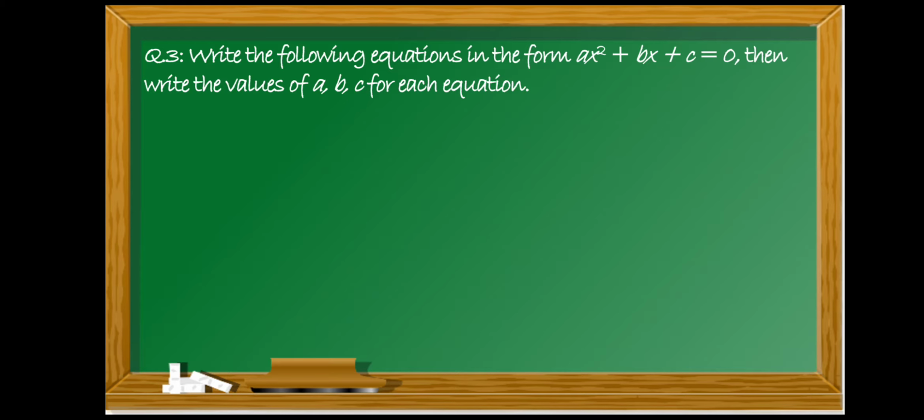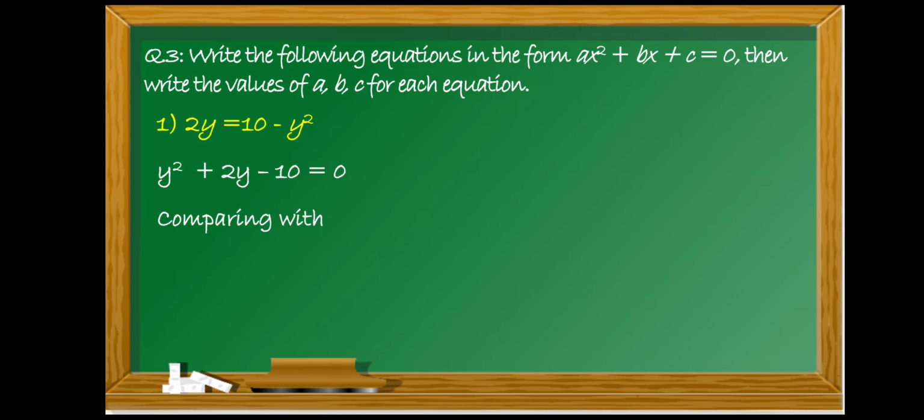So we have done question number 2. It is a similar one. Let us see two questions of this equation. Your first one is 2y equal to 10 minus y square. As you know, we have all the terms on the left hand side. We are going to take both the terms which are on the right hand side to the left hand side. Minus y square will become plus y square. Plus 2y is already here. Plus 10 will become minus 10. So your equation is y square plus 2y minus 10 equal to 0.